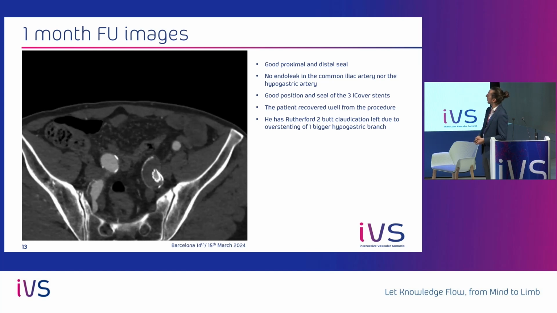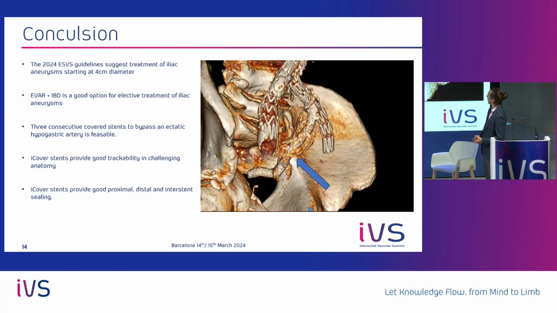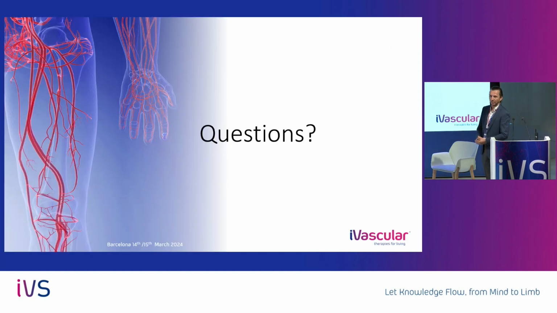which we hope will recover quite fast. So the conclusion is, the 2024 ESVS guidelines have changed their diameter for elective treatment of the common iliac or iliac aneurysms, starting at only 4 centimeters. EVAR plus IBD is a good option for elective treatment of iliac aneurysms. The 3 consecutive covered stents are feasible and give a good sealing, and actually the trackability of the iCover is very good, and here you can see the end results. Thank you very much.